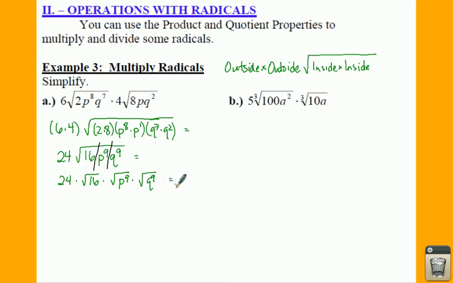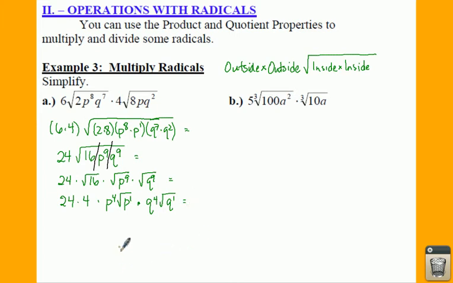So you simplify. 24 square root of 16 is 4 times, this is going to become 9 divided by 2 is a p to the 4th remainder of 1. You don't have to put the 1 if you want. But then you also get a q to the 4th remainder of 1.